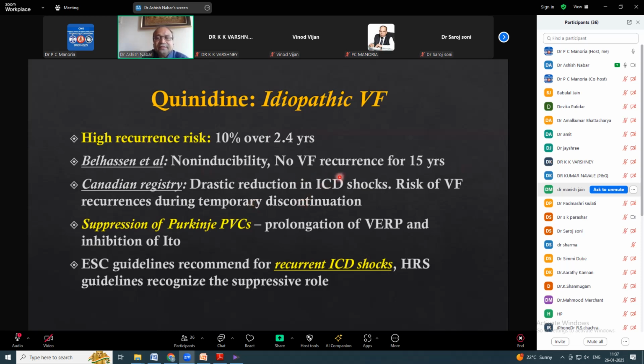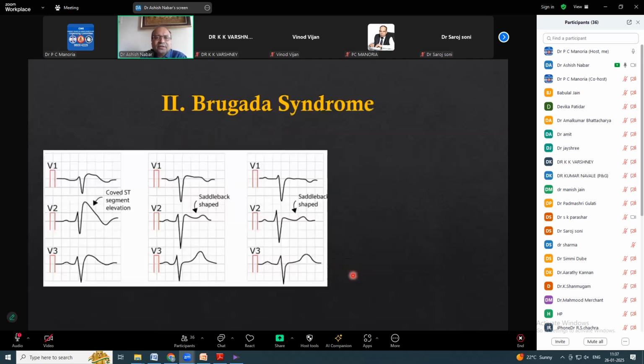And there was a Canadian registry which showed that after these patients received an ICD, there was a reduction in ICD shocks. So quinidine does work in idiopathic VF by suppressing the Purkinje PVCs. And therefore, the European Society does recommend it to reduce the recurrence of ICD shocks. So ICD does remain the treatment of first choice, but quinidine will have a role when these shocks recur and happen too frequently.